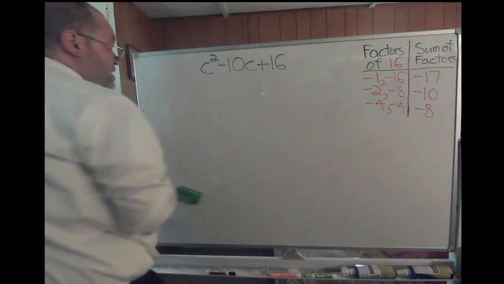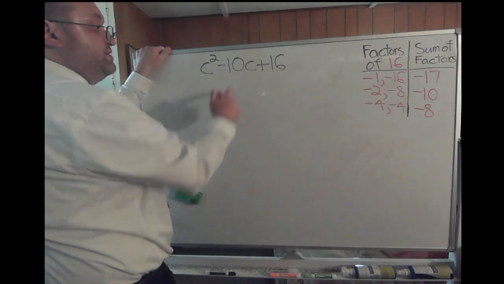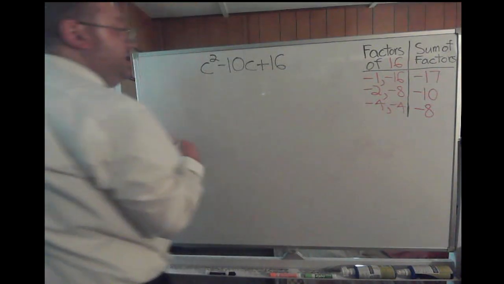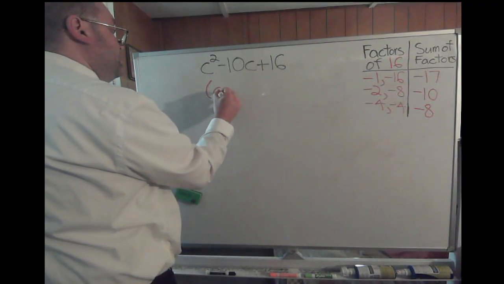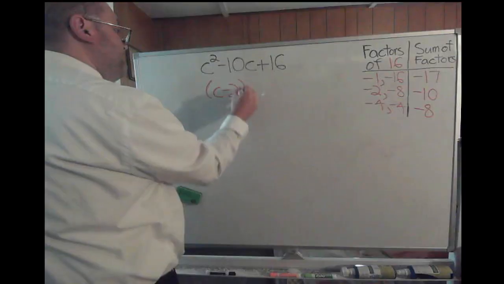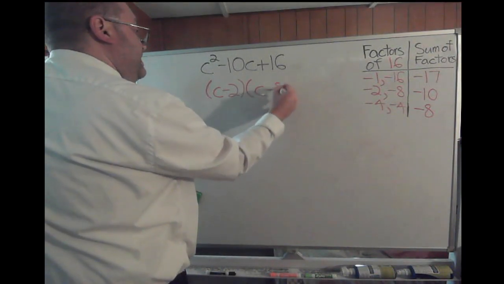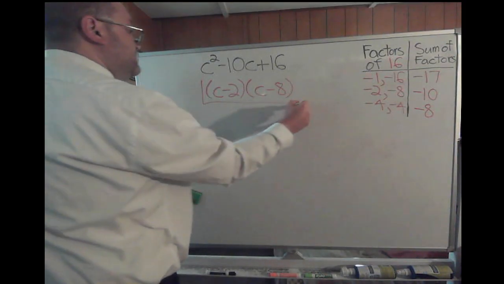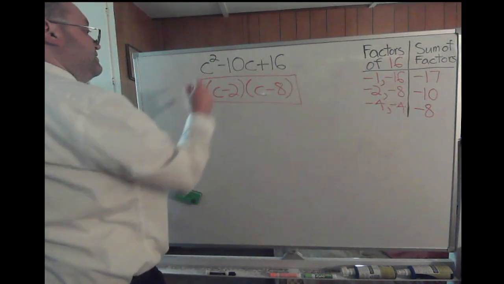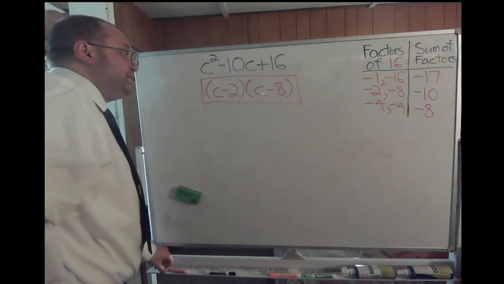So we want to find the factors that give us a middle term of negative 10. It looks like negative 2 and negative 8. So now you're just going to take your c minus 2 times the quantity of c minus 8. And that's the answer you should get for your factors of this. You would get the quantity of c minus 2 times the quantity of c minus 8.